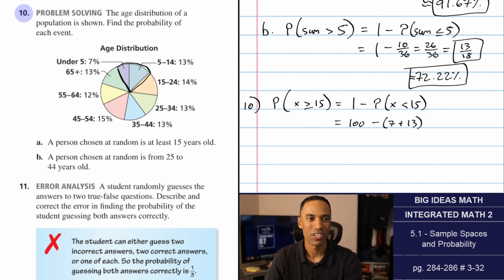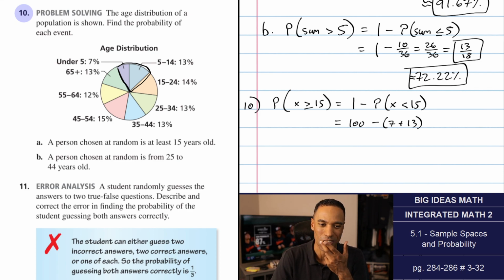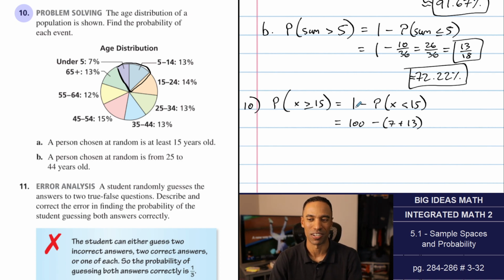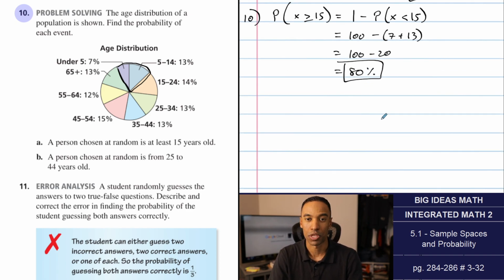Should we write them as fractions? Now I'm thinking about them. When they have percentages, I'm thinking maybe I should do fractions instead and just say it that way. I won't, because they have as percentages. Anyway, please understand I just went to percentages now, even though I put probability. So that's 100 minus 20, which is 80%. 80% chance that a person chosen at random is like that, theoretically.